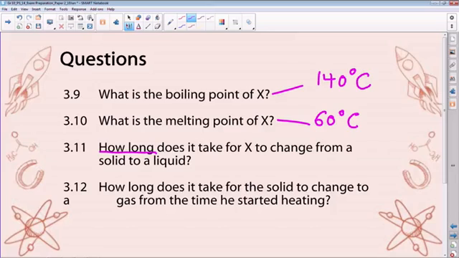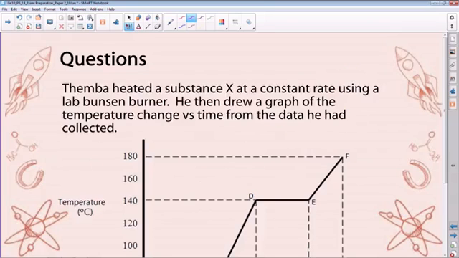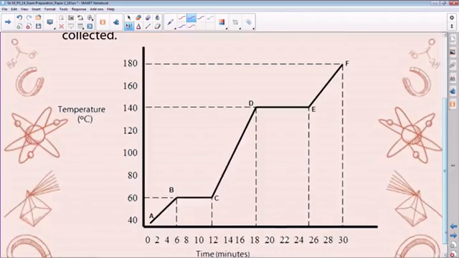How long? This is the time, okay? How long speaks to the time. Does it take X to change from a solid to liquid? So, what type of phase change is this? This is melting. Okay, so we check how long the temperature remained constant, right? During melting, the melting happened between the 6th and the 12th minute. So delta T in this case is equal to 12 minus 6. In other words, it took 6 minutes, right? The time interval there, very, very important.